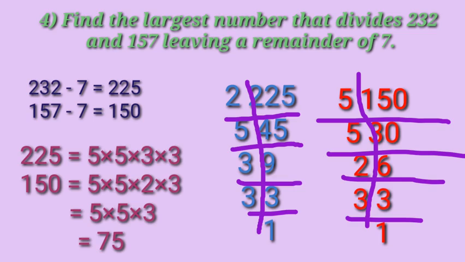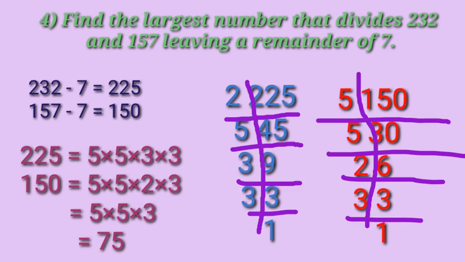225 factors are 5 into 5 into 3 into 3. 150 factors are 5 into 5 into 2 into 3. So in these factors, you select the common factors. Which is the common factor here? 5, 5 and 3 are the common factors.